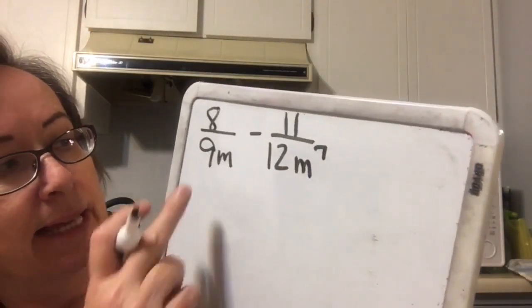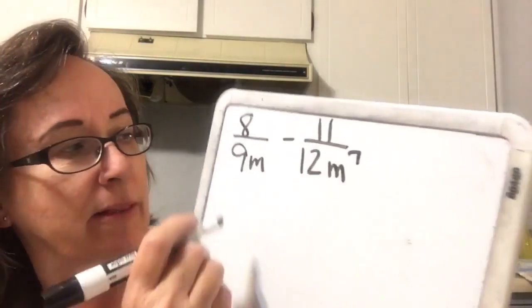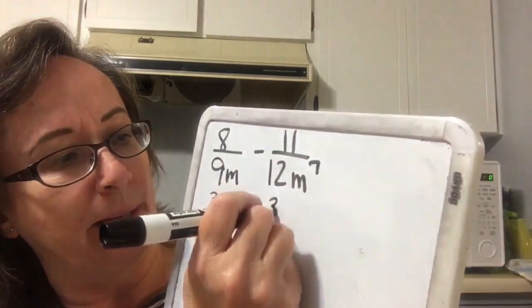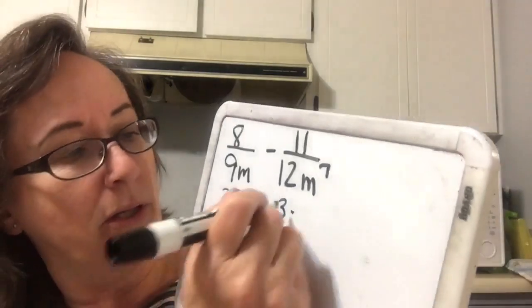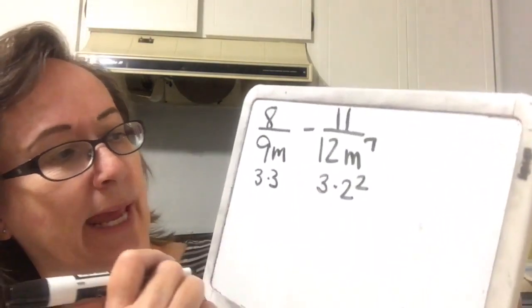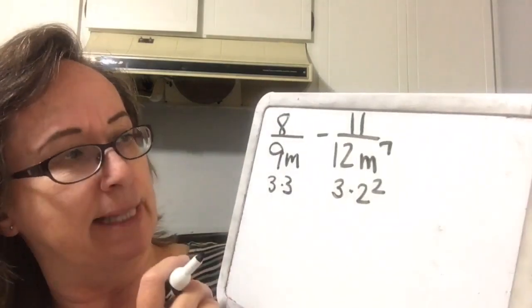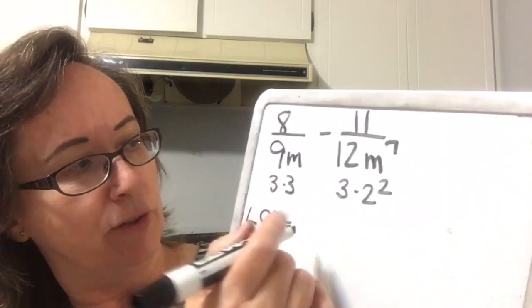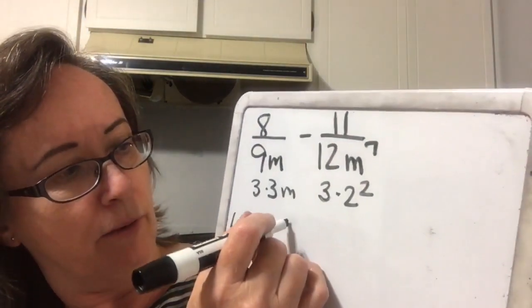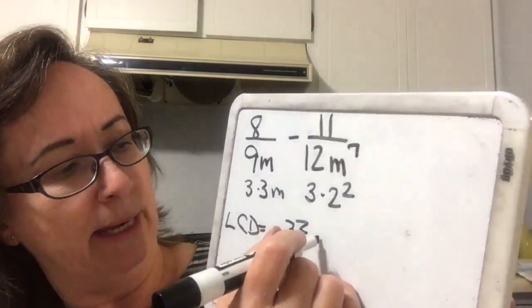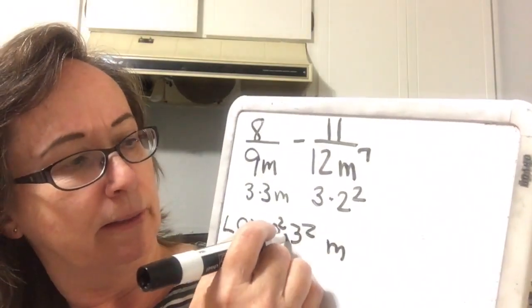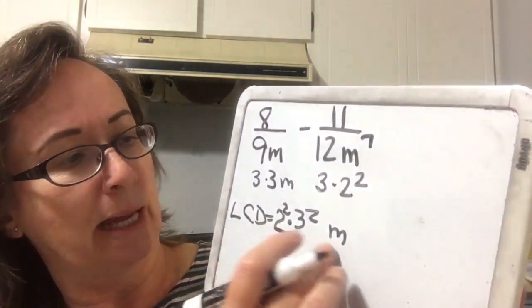The next one that we're going to do has a 9m and a 12m to the 7th. So 9 is 3 times 3, and 12 is 3 times 2 times 2, or 2 squared. And they both have an m and an m to the 7th. So my least common denominator has got to have 2 3's and an m. So it's going to have a 3 squared and an m. But the second denominator has to also have a 2 squared times a 3 times an m to the 7th.